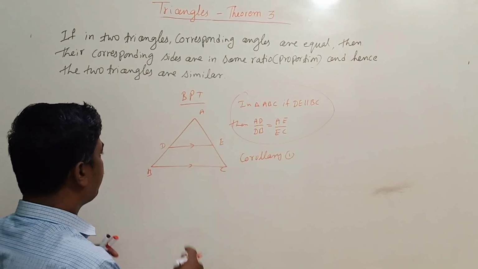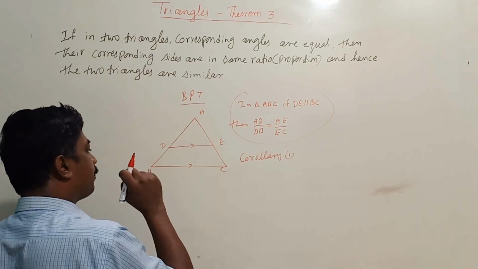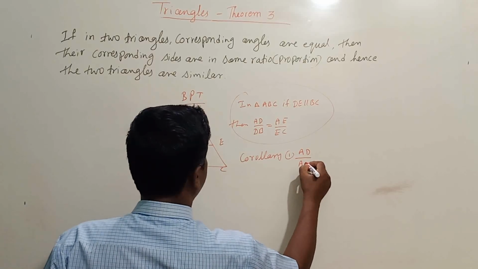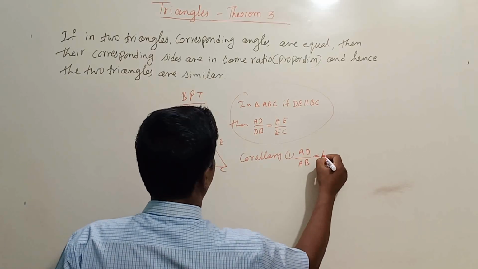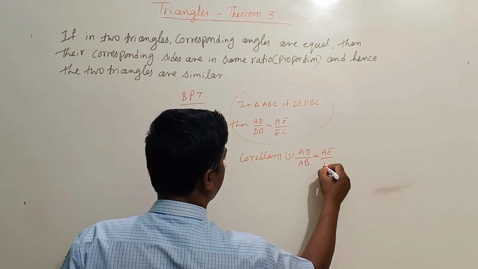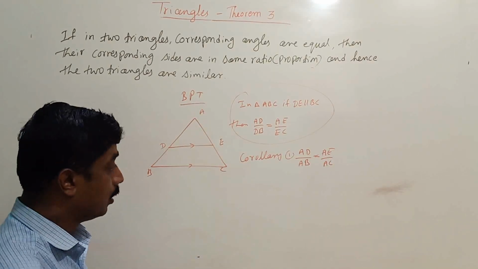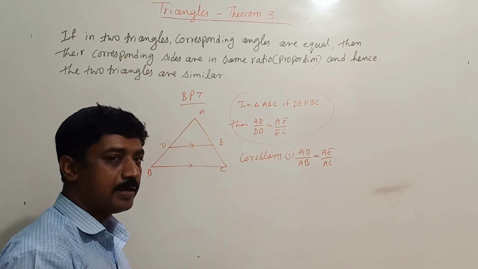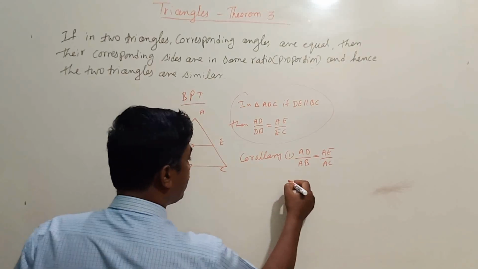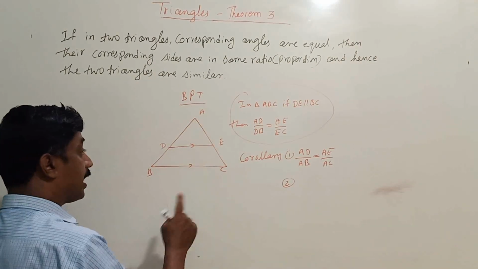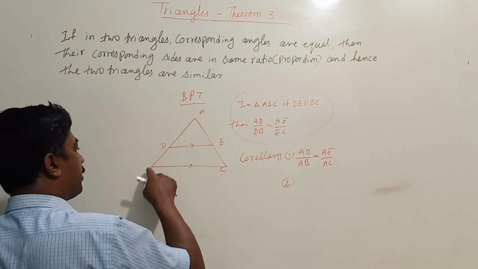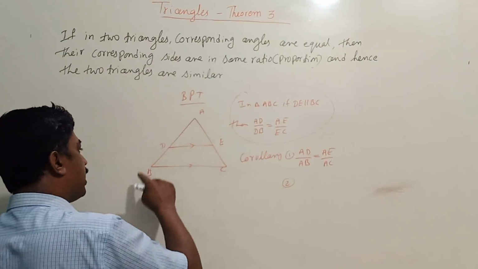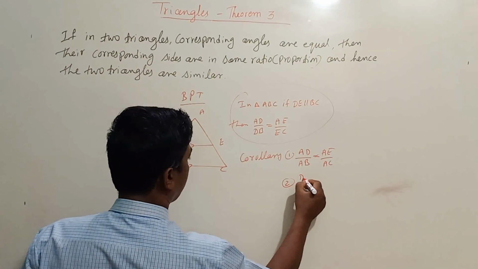You can also take AD by AB is equal to AE by AC. Let me write here. AD by AB is equal to AE by AC. This also you can write. You can write vice versa also. AB by AD is equal to AC by AE. That's your choice. And what is the second corollary? I can write here DB by AB is equal to EC by AC, or AB by DB. That's my choice here.